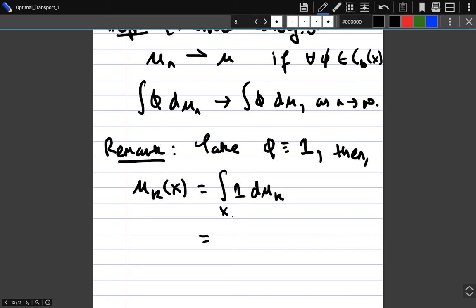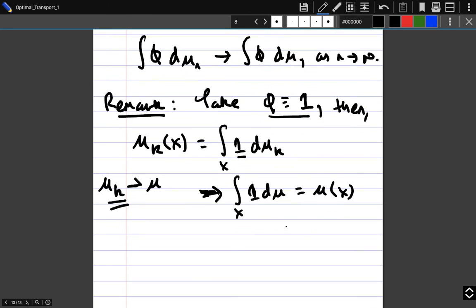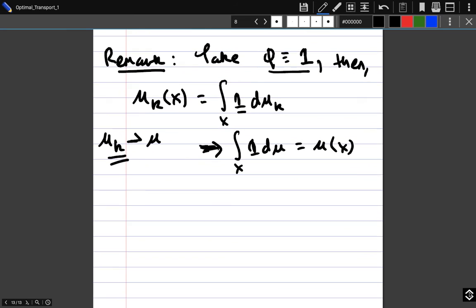But then this will converge to the integral of 1 d mu, right? This is a valid testing function, and we know that if you have a sequence mu k that is converging narrowly to mu, then for all testing functions you must have this identity. In particular, you choose a testing function which is 1, you plug it here, and you know that this converges by this assumption to the integral of 1 over the space X with respect to the measure mu, but this is nothing but mu of X. So in particular, if mu k of X was 1 for all k, then mu of X will be 1 also.